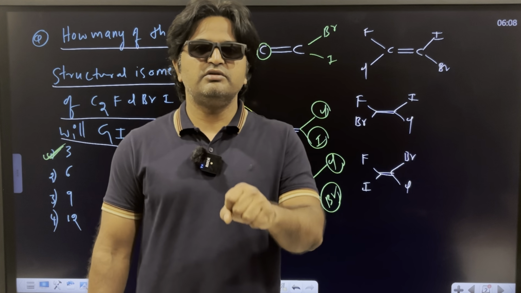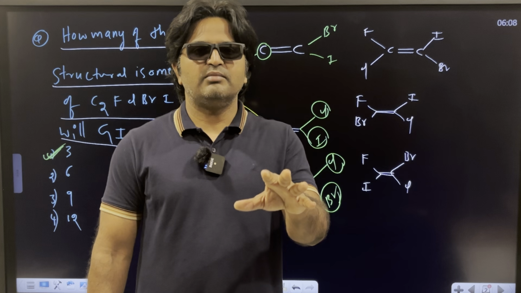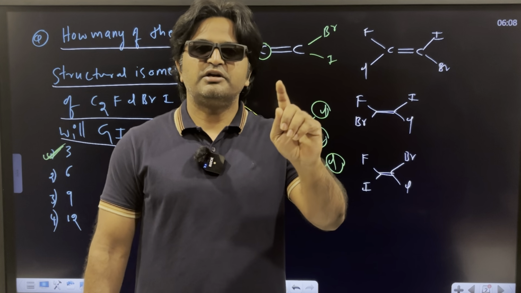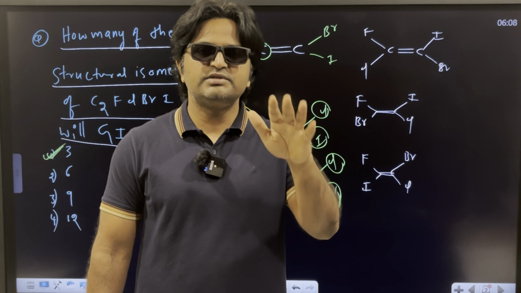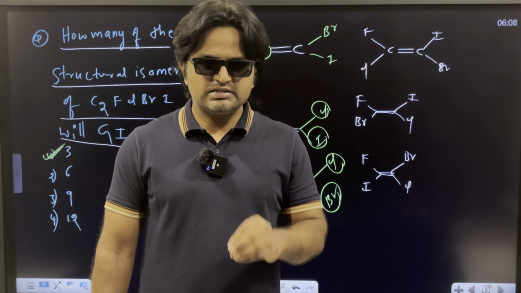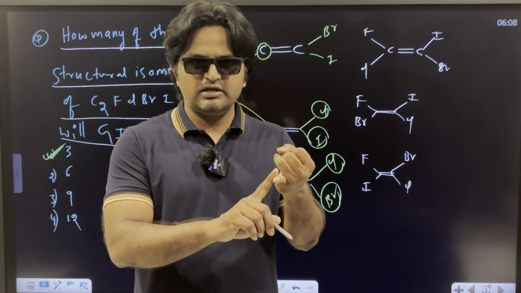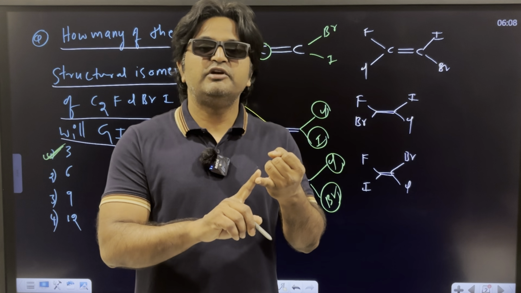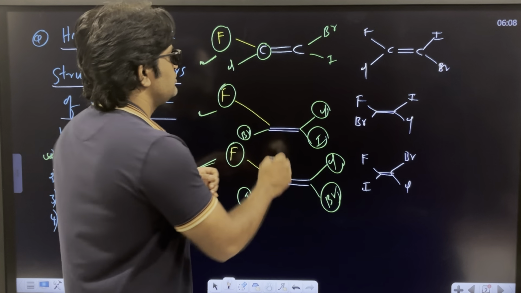And what is the meaning of stereoisomers? Same molecular formula, same connectivity, but different arrangement of atoms and groups in space. Those molecules come under stereoisomerism. But in the case of structural isomerism, same molecular formula, but connectivities are different. Now look at this one.